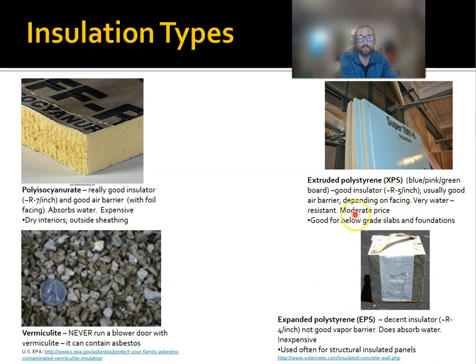And this is moderately priced. It's not super expensive. This is expensive, the most expensive of the foams. This is the second most expensive, and this is cheap. So EPS, expanded polystyrene. Remember, we have XPS and EPS. EPS is styrofoam. Okay. So decent insulator, about R4 per inch. So it's the least insulating of these.